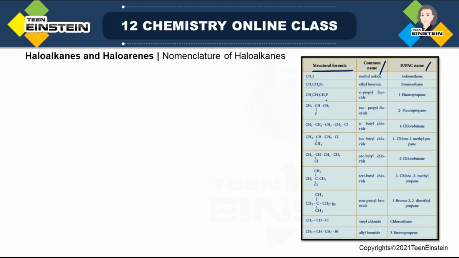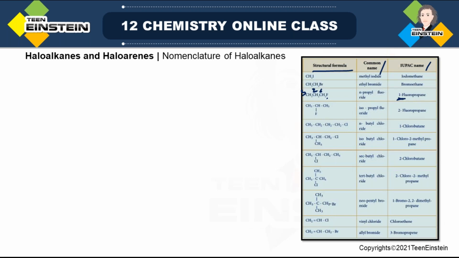Next, we have a 3 carbon chain and fluoro. So you have to start numbering here. This is 1, this is 2, and this is 3. But for the common name, there is no such numbering. So it is simply n-propyl fluoride. But when it is IUPAC, you have to mention the number. It is 1-fluoropropane, because the longest chain is 3 carbon.